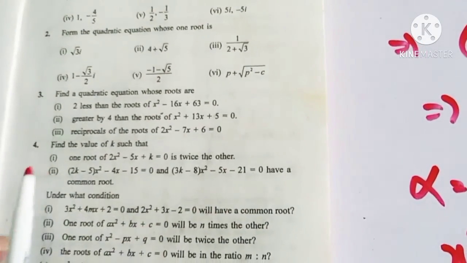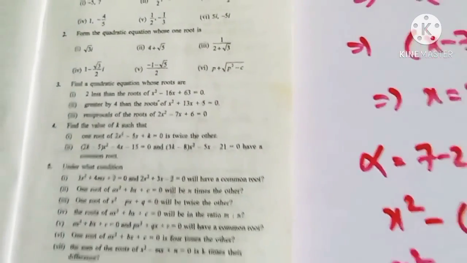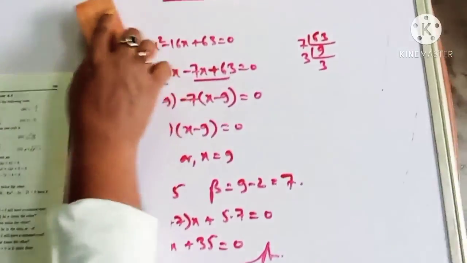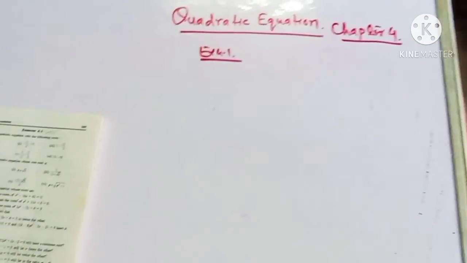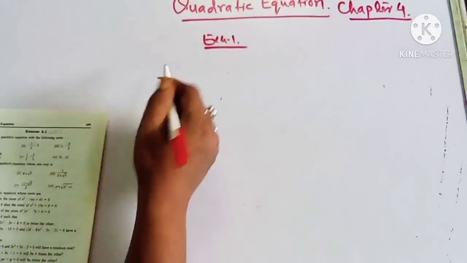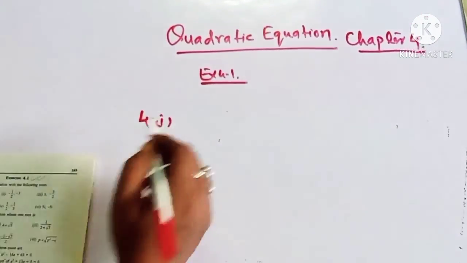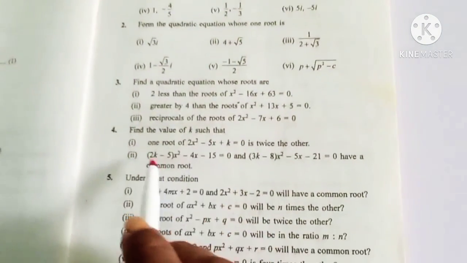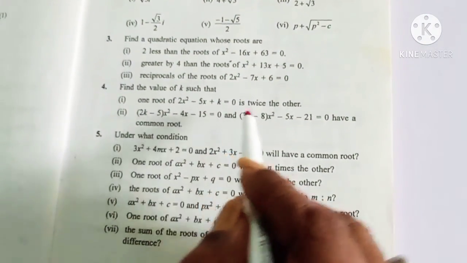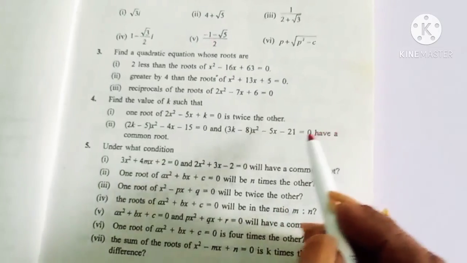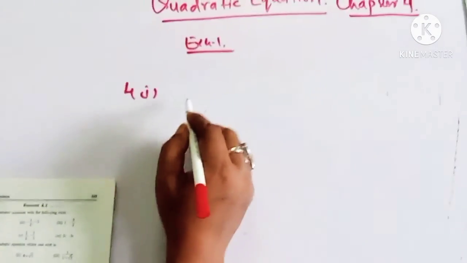So now I am going to question number 4, first. Here, find the value of k such that one root of this is twice the other. So we have to find the roots.